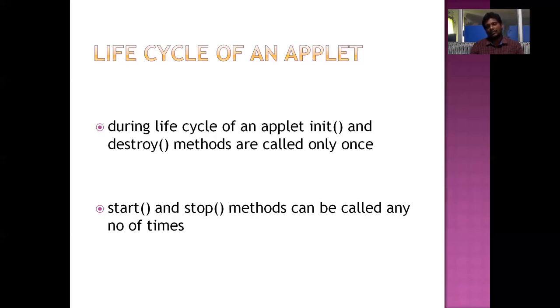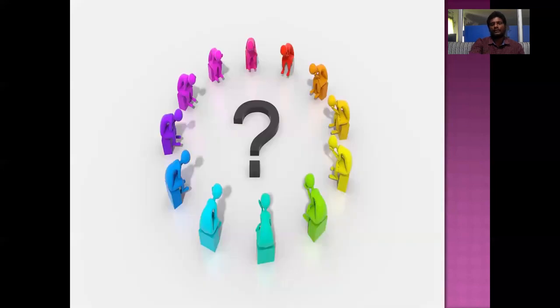So the init and destroy methods can be called only once during the entire life cycle. But in between the init and destroy methods, we can minimize and maximize, we can overlap, and we can activate that window any number of times. That is, the start and stop methods can be called any number of times.